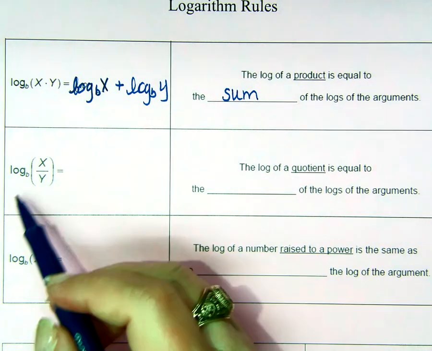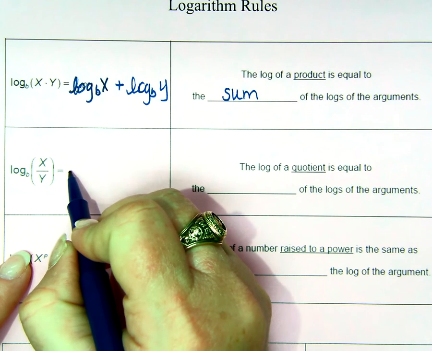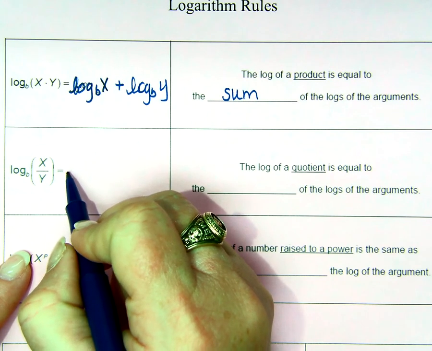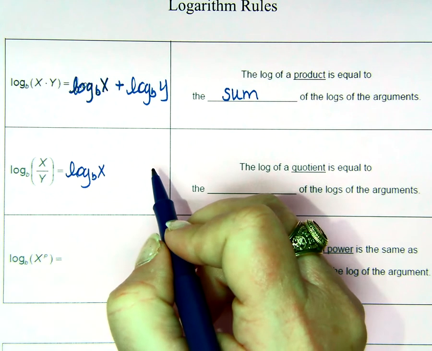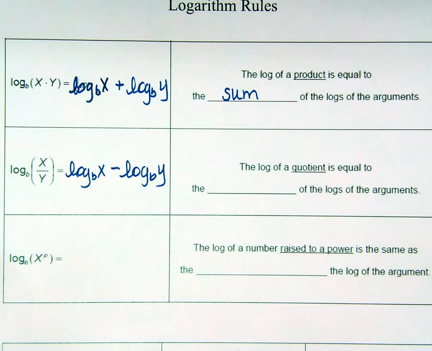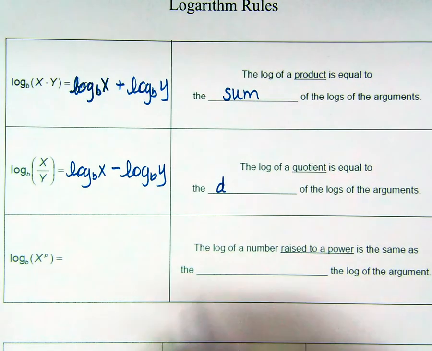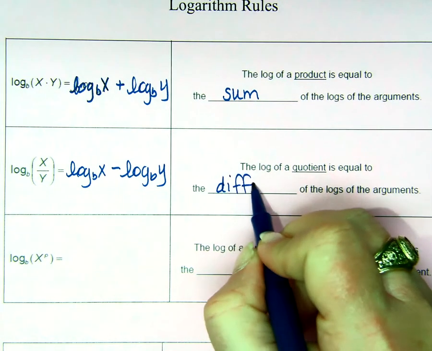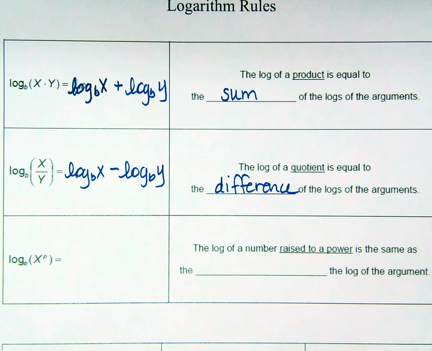What about the next one? Log base b of x over y? What's that equal? So log base b of x minus log base b of y. Because the log of a quotient is equal to the difference of the logs of the arguments.